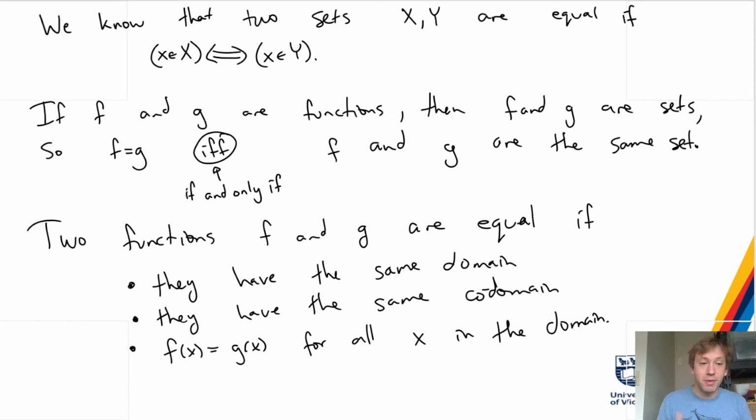Okay, so this turns out to be the same as saying f and g are the same set, but probably in most cases this is going to be a more useful definition. So if you're ever asked to prove that two functions are equal or to show that they're not equal, then you should probably use this definition. If you're showing that they are equal, you have to show that they have the same domain, they have the same codomain, and that f of x equals g of x for all x in the domain. If you're showing they're not equal, then what you have to do is show that one of these things fails, right?